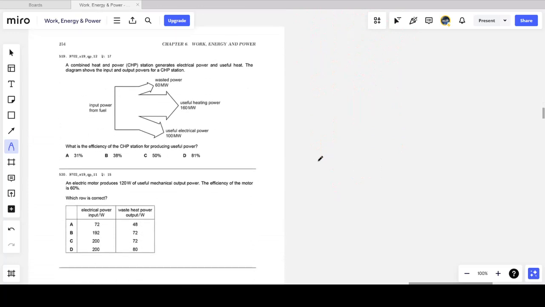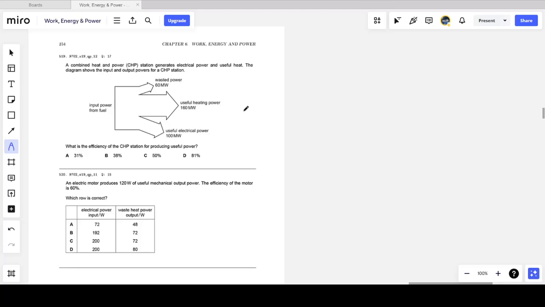The next question is 519. It's from the summer 2019 exam, question paper 1, variant 2, and it's question 17 from that paper. We're told that a combined heat and power station, a CHP station, generates electrical power and useful heat, and the diagram shows the input and output powers for a CHP station.